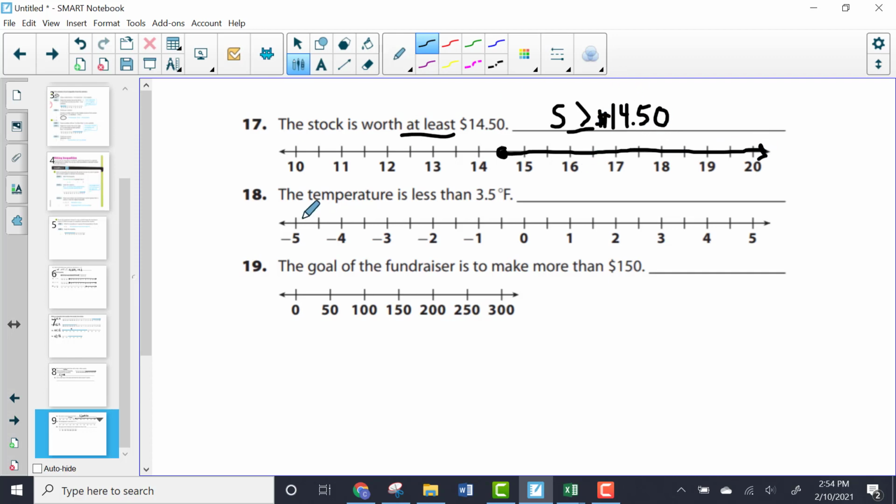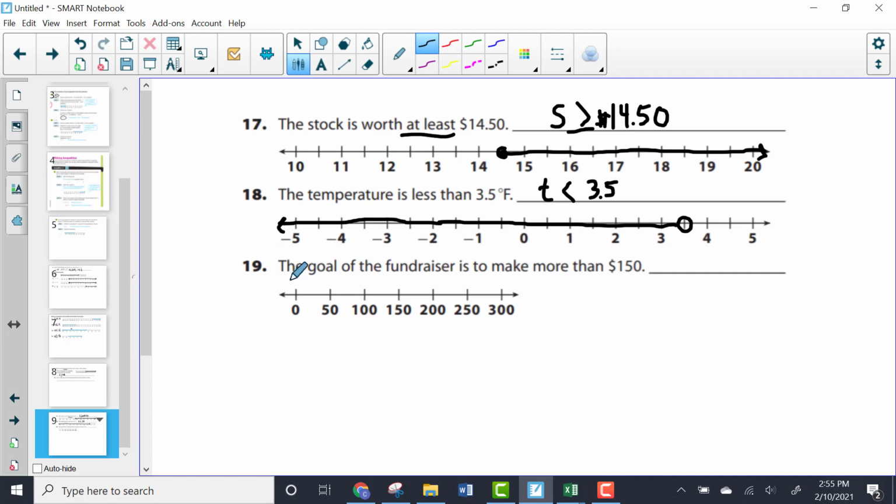Number 18, the temperature is less than 3.5 degrees Fahrenheit. So for this we have the temperature is less than 3.5 degrees Fahrenheit. What we do is we find 3.5 on our number line. We keep that circle open, showing that it is not a solution, and then we shade in the rest of our number line, representing that all these numbers could be a possible solution.